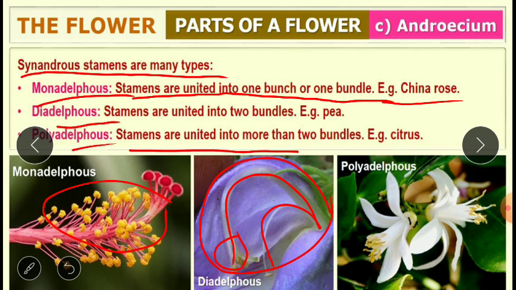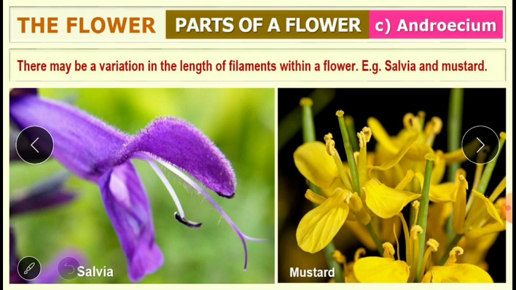Polyadelphous is when stamens are united into more than two bundles, like you can see in the citrus plants. So in this manner, the stamens can be monoadelphous, diadelphous and polyadelphous. This is all about the male reproductive part, that is your androecium. There can also be many variations in the length of the filament, that is the stalk of the anther, which can be long or short.